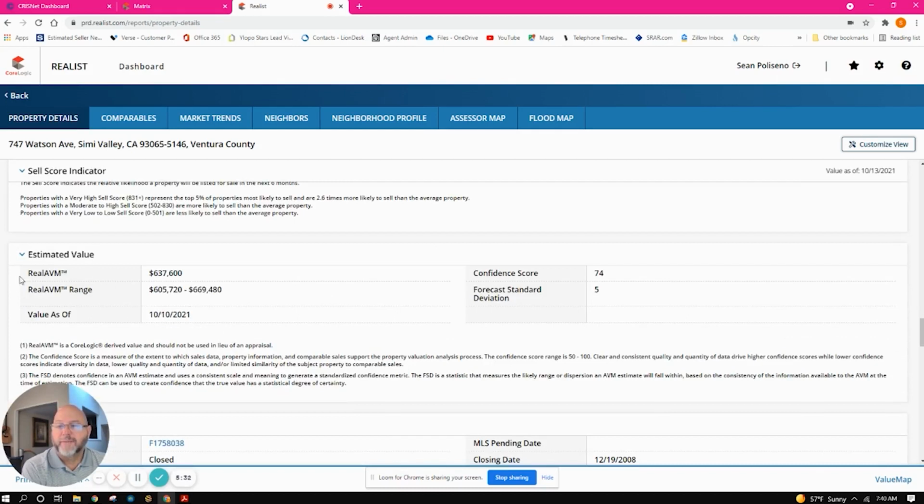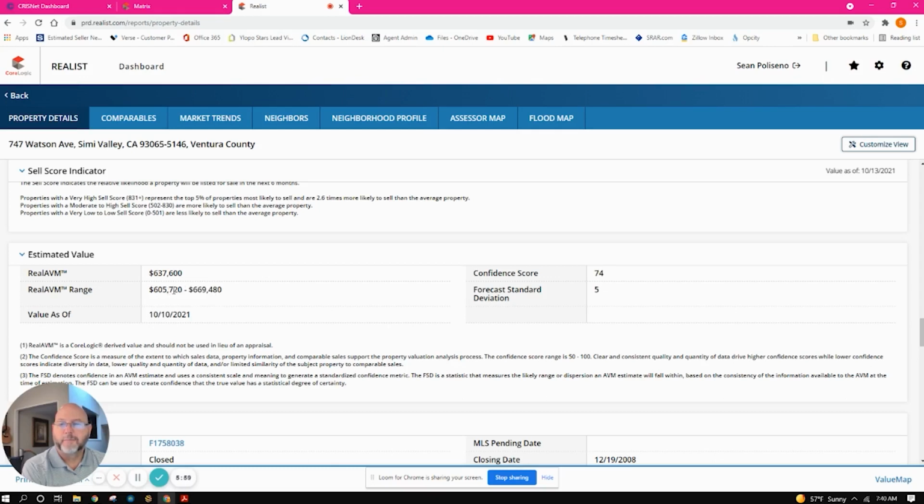Then here is your real AVM. This is called a real automated value module, and it uses an algorithm based upon all the data that's in the comparable report here, the market trends, the neighborhood, all of this data up here to come up with a value. And I generally look at this value in 3 ways. I look at the price here, I look at the range, and then I look at the confidence score. The higher this number, the better.